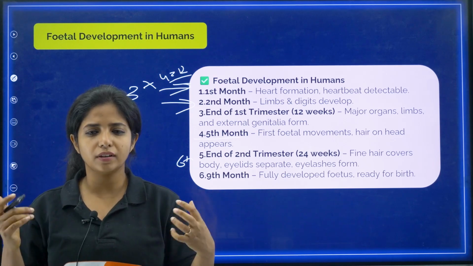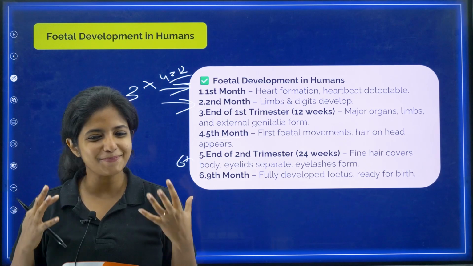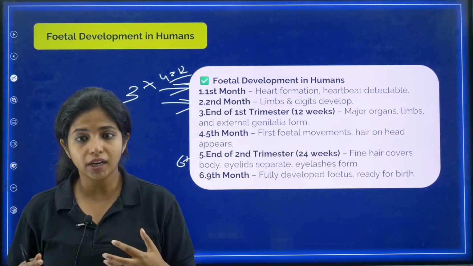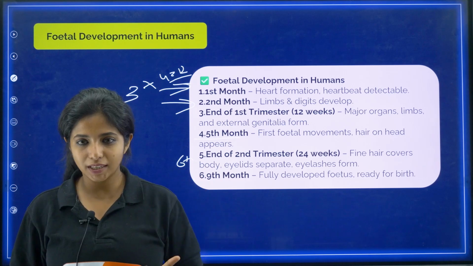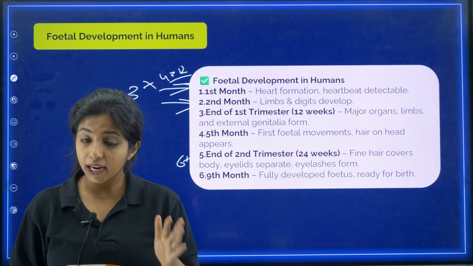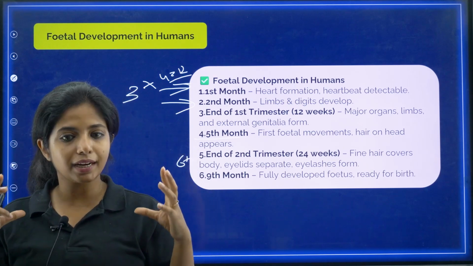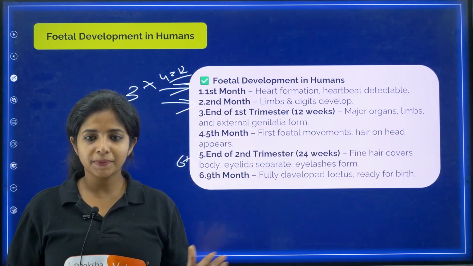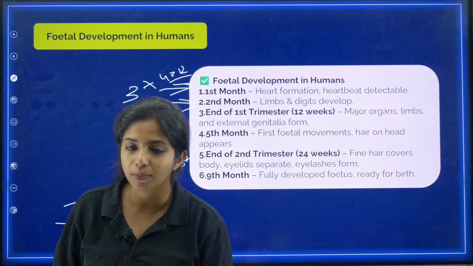In the third month, you have limbs and digits, most organs, as well as the external genitalia. Now, in the fifth month, you have the first fetal movements, and hair on the head also appears. By the end of the second trimester, fine hair would be covering the whole body, eyelids would be separated, eyelashes would be formed, and a lot of things will be happening. But at 9 months, a fully developed fetus is ready for birth.